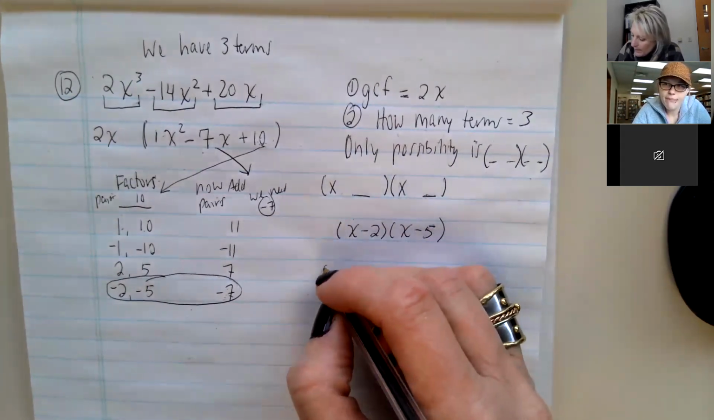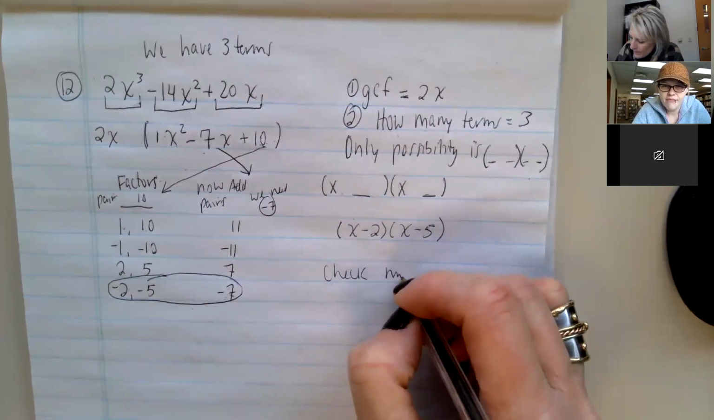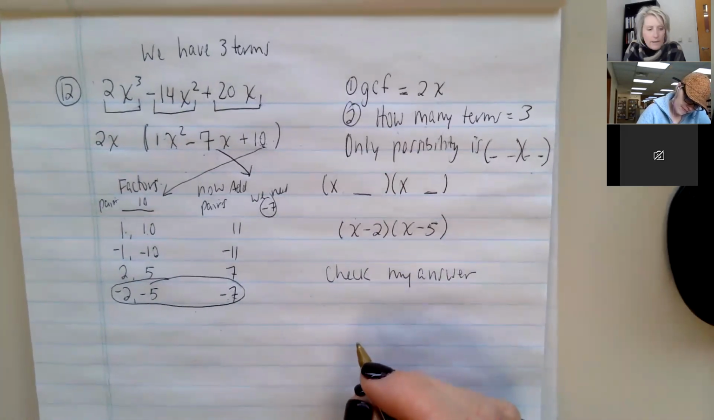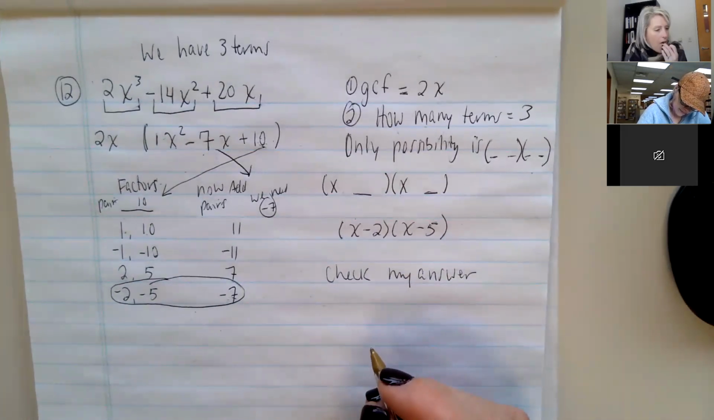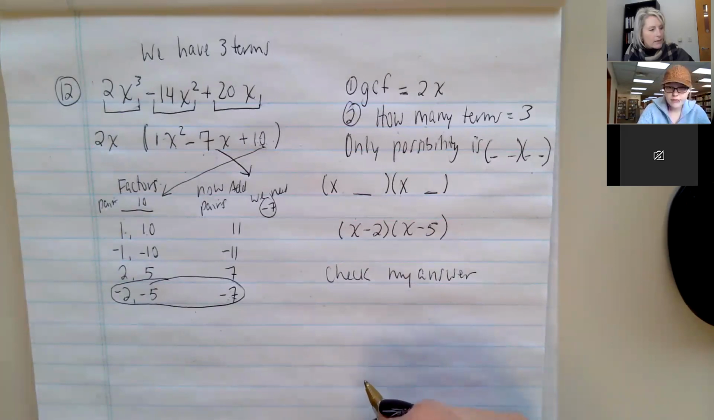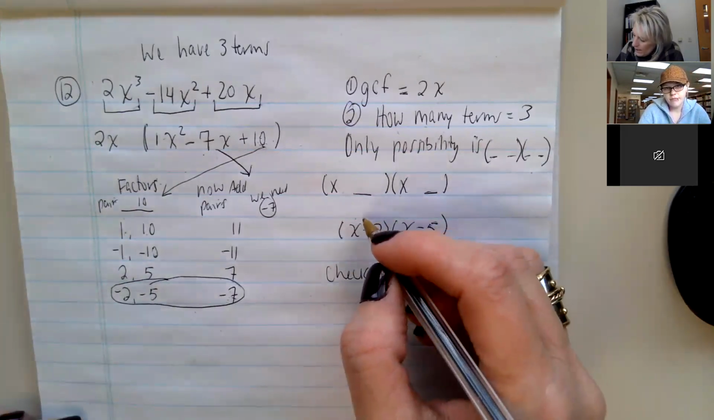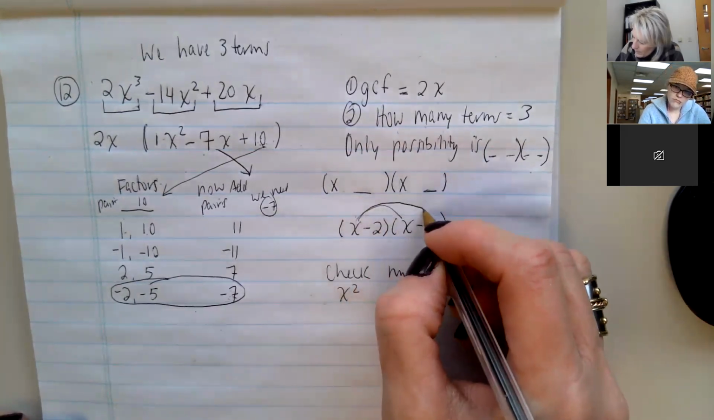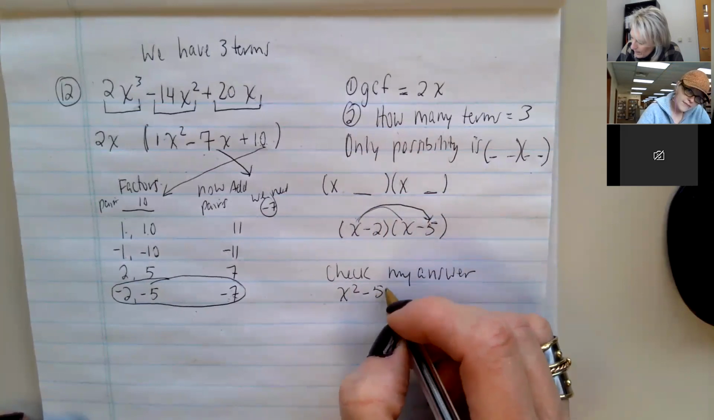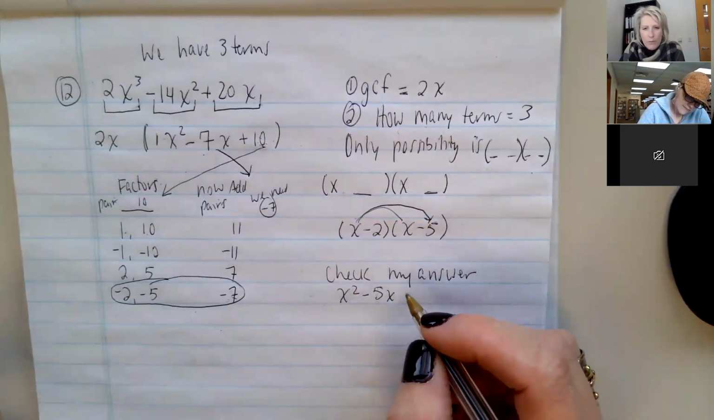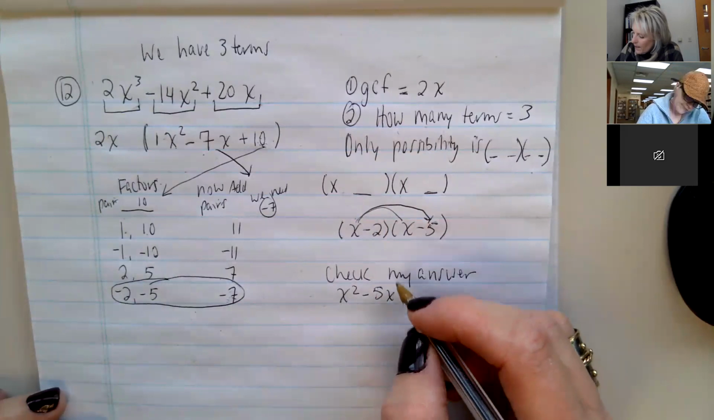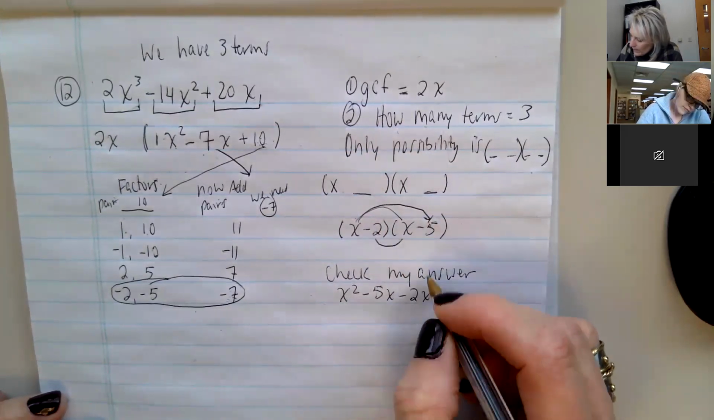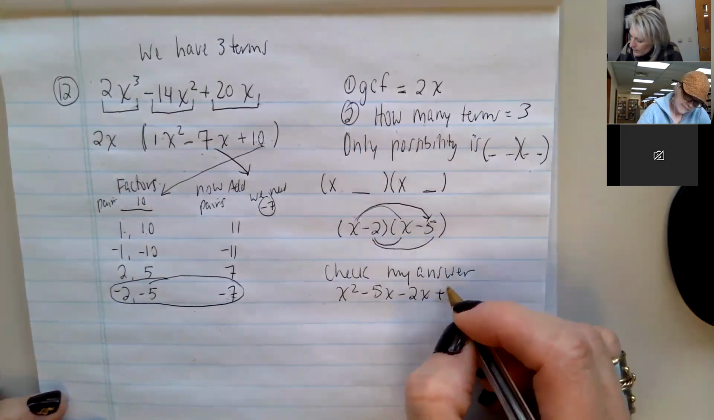So now I'm just going to check my answer. When I check my answer here, I'm going to multiply those together. So I get x squared. I'm going to multiply these together. So I get -5x. This is like FOIL, if you've used FOIL before. And then I'm going to multiply my inside. So I get a -2x. And then my last. So I get a +10.